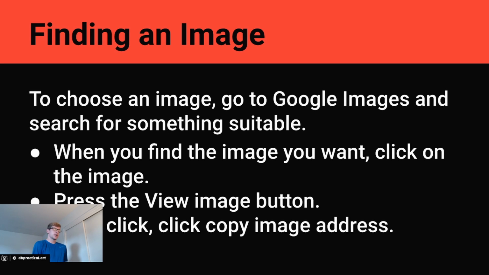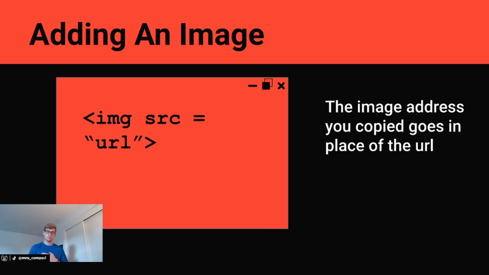So if you saved a picture of a duck as duck.jpg, you'd make sure it's in the same folder as your index file and just do image src equals duck.jpg. So again, you use the image element with the src, the source of our image attribute, and you set the value equal to the URL, so the image address. Remember, you have to copy image address. You can't just copy the thing at the top. You copy the image address and you put that where the word URL is.